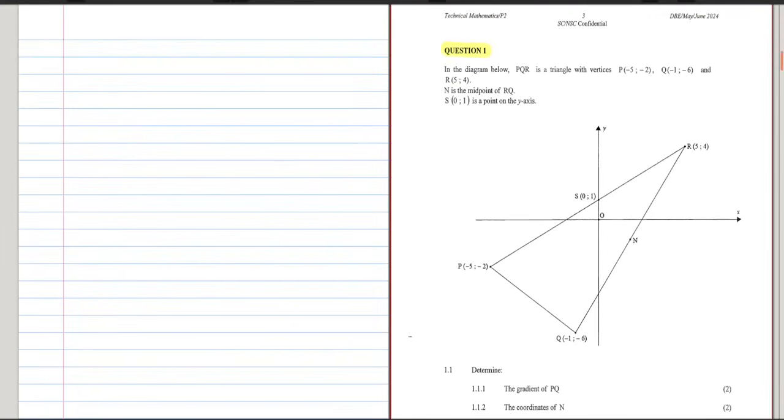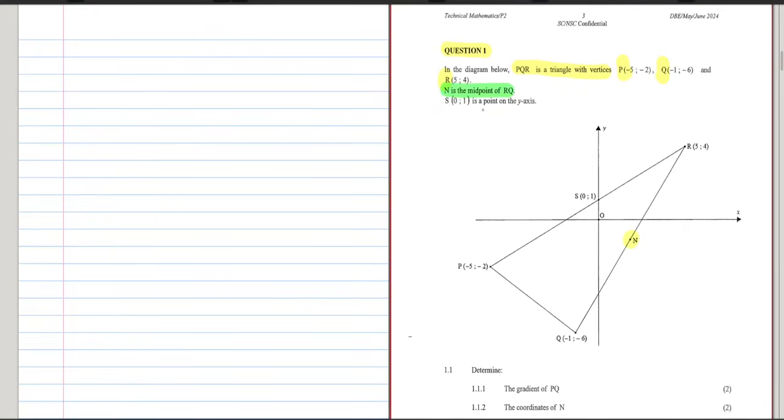Let's tackle this question. For question 1, let's understand what is really happening on the sketch. It's a diagram PQR, which is a triangle with vertices P, Q, and R. Lucky for us, all the points on the vertices of this shape are given. And we have N as the midpoint. Maybe let me use green to highlight this part.